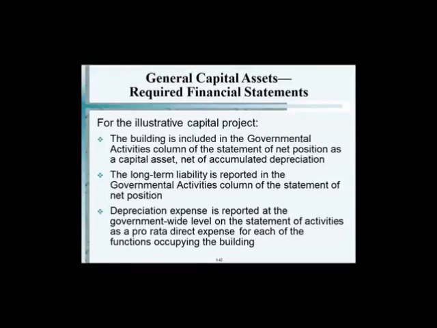There are financial statements which show up in the book itself. Okay. So everybody see this? Buildings included, long-term liabilities reported in the government-wide statement, and depreciation expense is allocated to the different functions.